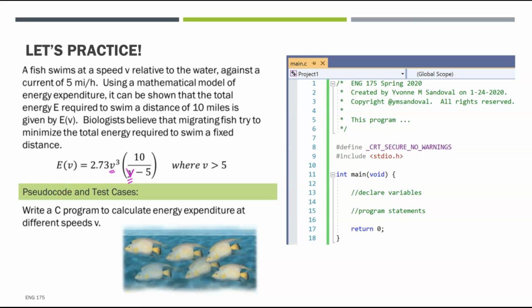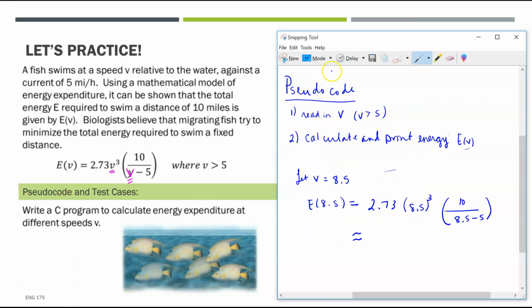That's really not very many steps. So when we think about it in pseudocode, we're going to read in V from the user, whatever they type in, but V is going to have to be greater than 5. Why greater than 5? It can't equal 5 because we'd have a divide by 0. Greater than 5 would make sure that energy expenditure is always positive. So we're going to read in V greater than 5, calculate and print energy, and then we're done. That's all we need for pseudocode.